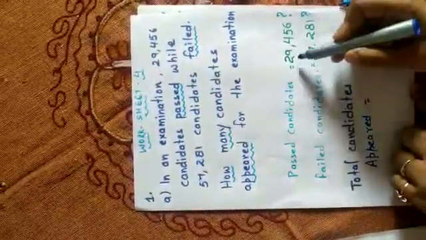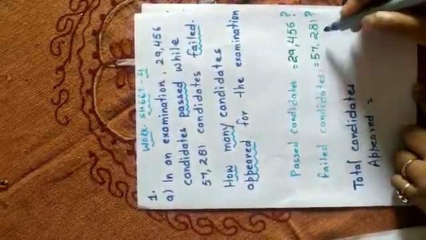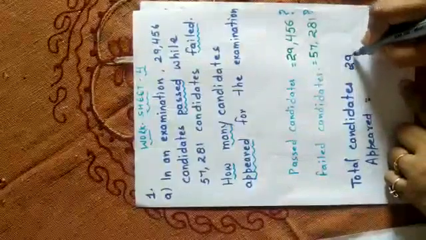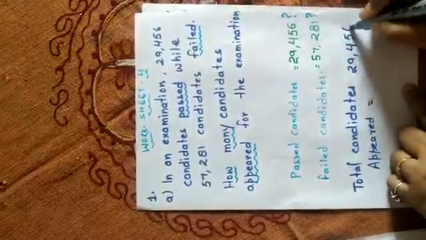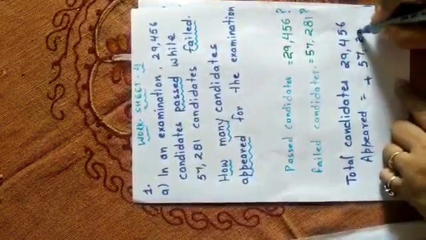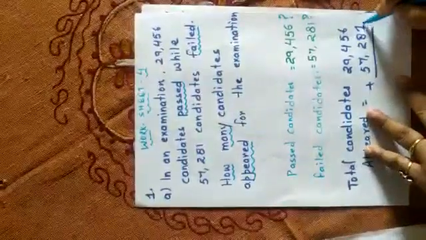It means 29,456 plus 57,281. Let's add them.